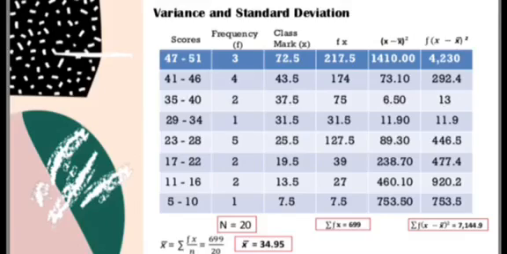Para makuha natin ang mga sagot sa last column, so next na gagawin is yung sagot natin sa second to the last column or x minus x-bar squared is imumultiply natin sa column ng frequency. So in first row, 3 times 1,410 is equal to 4,230. And then next, 4 times 73.10, so that is 292.4. So ganun lang din ang gagawin sa mga susunod pang row.